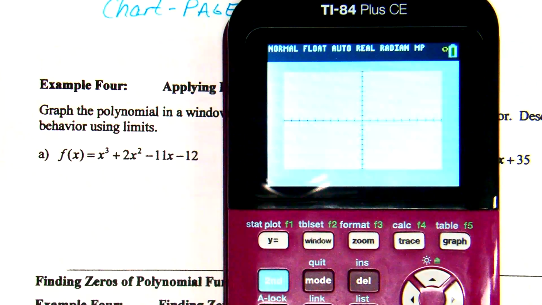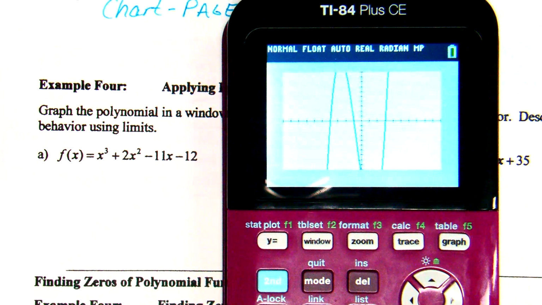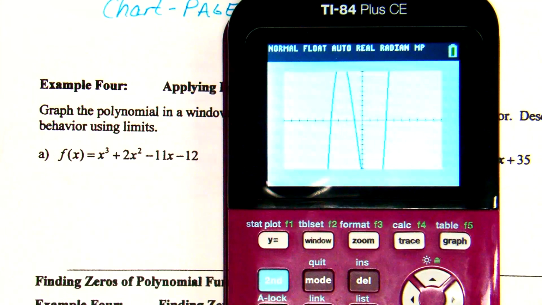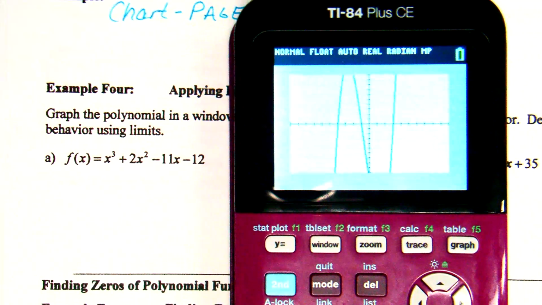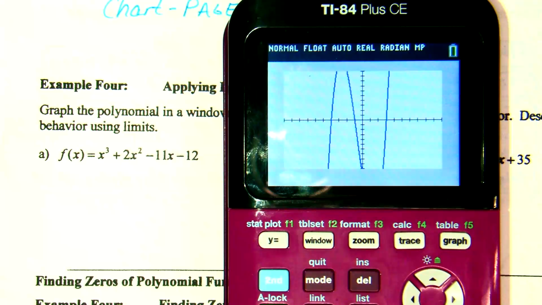Now, I always start with the Zoom 6 because I have no idea what it's looking like. Does it look okay with the light on now? Okay. Is his calculator misbehaving again? I tried to hit Zoom, but it just went into the screen.